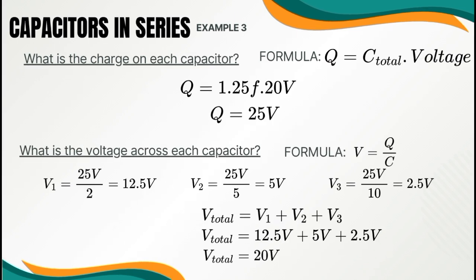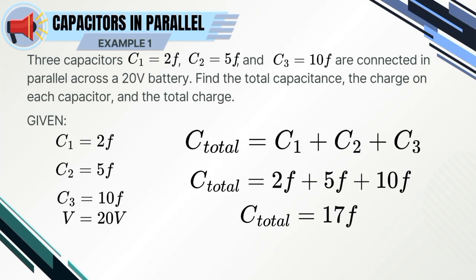And for the voltage across each capacitor, for the V sub 1 is 12.5 volts, for the V sub 2 is 5 volts, and for the V sub 3 is 2.5 volts. Then sum them up, so the answer will be 20 volts. On to the capacitors in parallel. So these are the givens.